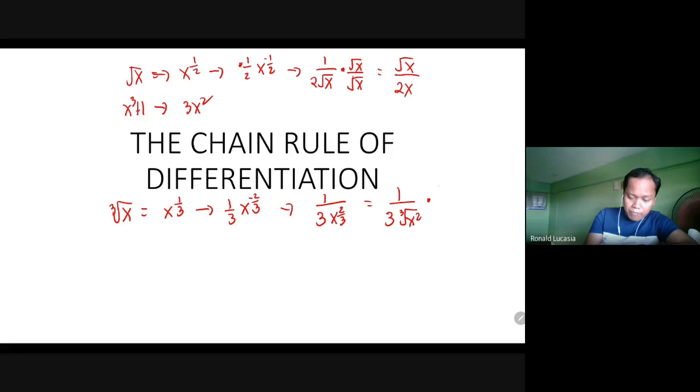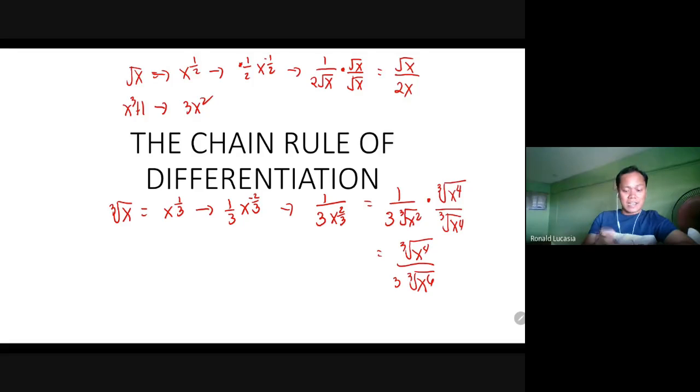We multiply both sides not by cube root of x squared but cube root of x to the fourth. Okay? So over cube root of x to the fourth, that will be cube root of x to the fourth over 3 cube root of x to the sixth. So cube root of x to the fourth over 3x squared. The rationale behind multiplying both the numerator and the denominator by the cube root of x to the fourth is that the next multiple of 3 is 6.